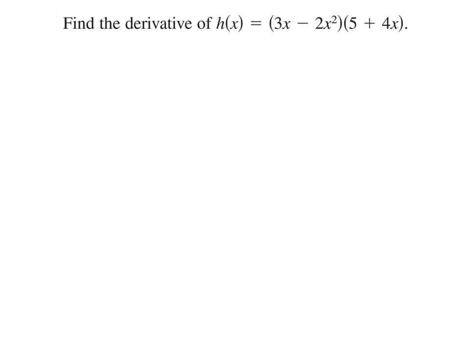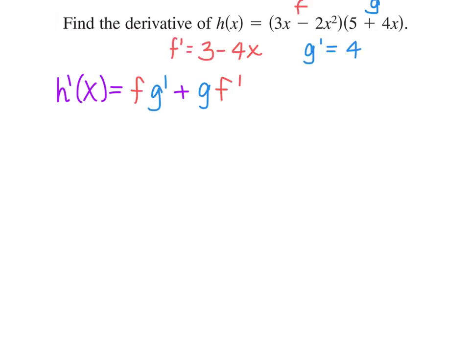So the first one we're going to take is this function for h of x. Notice that I have two different binomials being multiplied together. So this one I'm going to identify as f and this one as g. Here are some things that I recommend you write out for the first couple times you do problems like this. So I identify what f is, and I identify what g is. I take the derivative of f, so that's f prime, and that's going to be 3 minus 4x. And I take the derivative of g, which is g prime, which is just going to be 4.